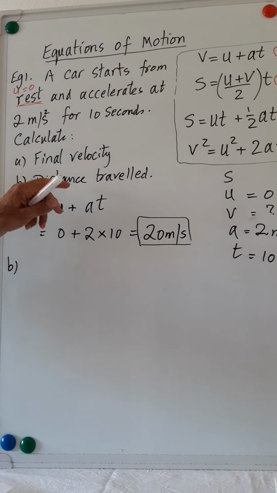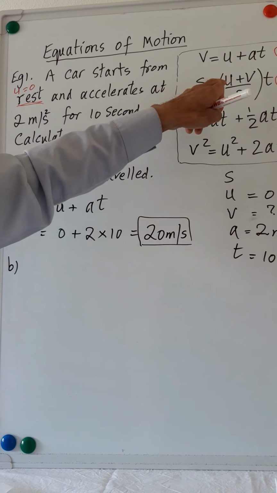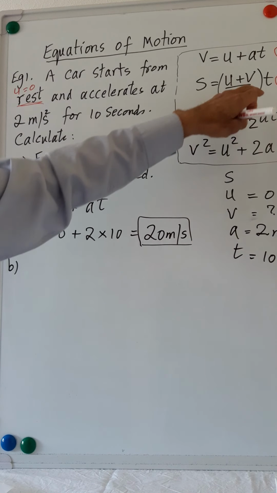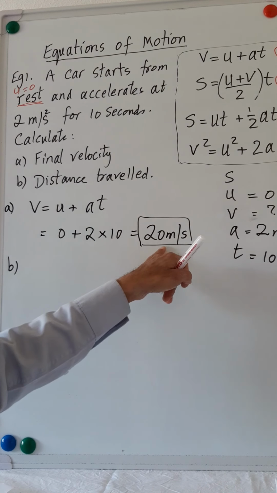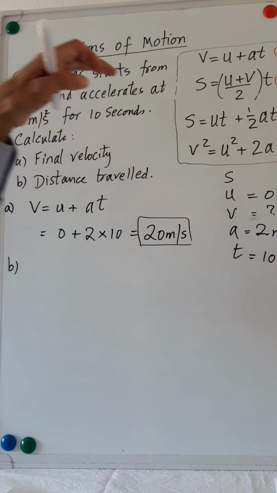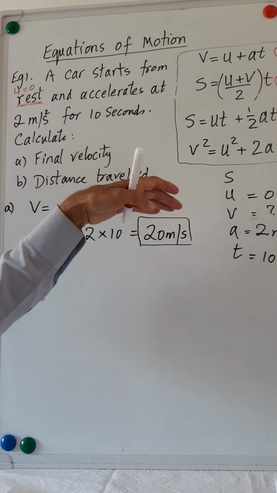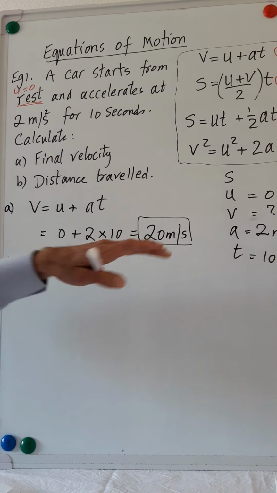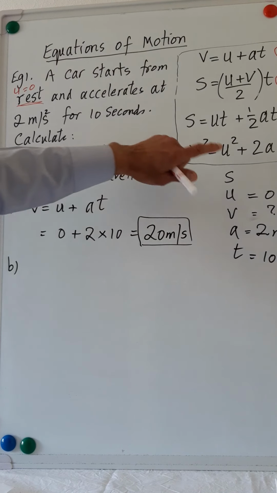to find the total distance traveled. Now, I could use this equation, u plus v divided by 2 times t. But I worked out v, and I might have made a mistake. Now, if I use that in the next part as well, then I could get the next part wrong as well. So it's best to avoid that and see which other equation we can use for S.